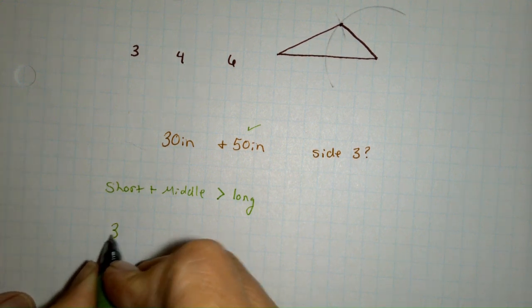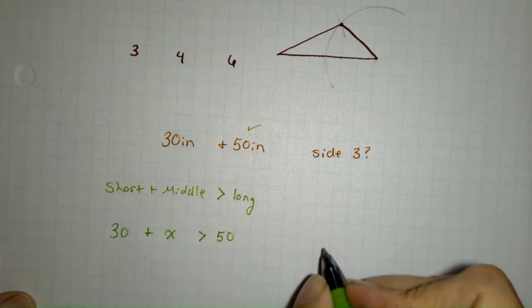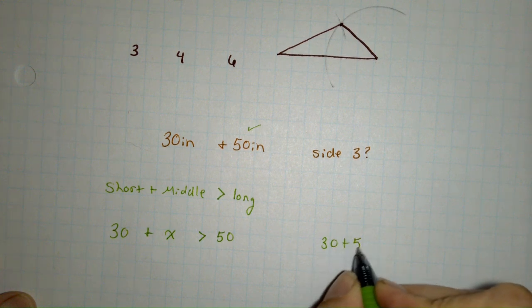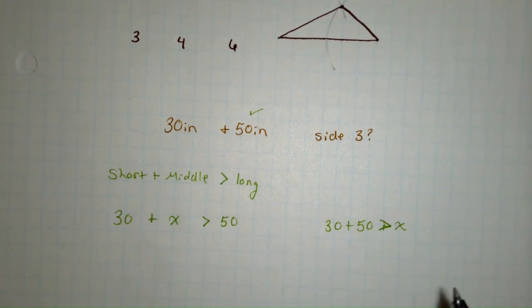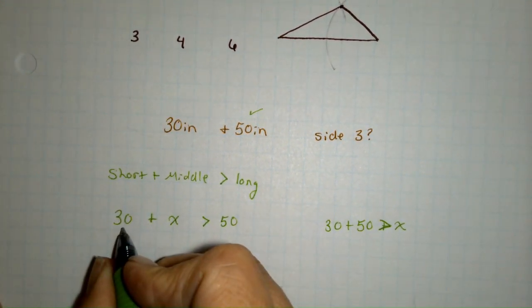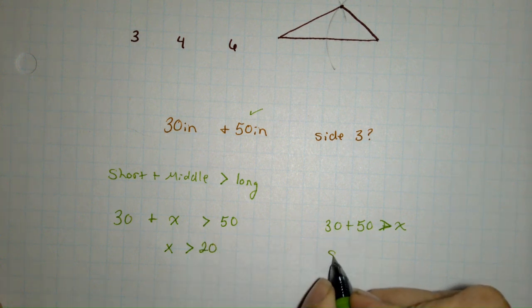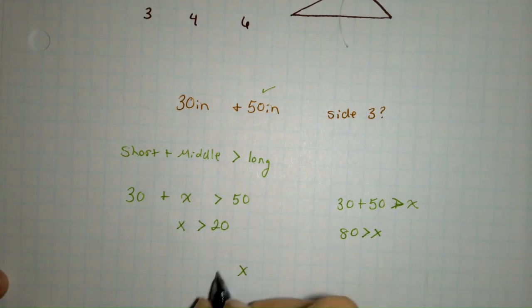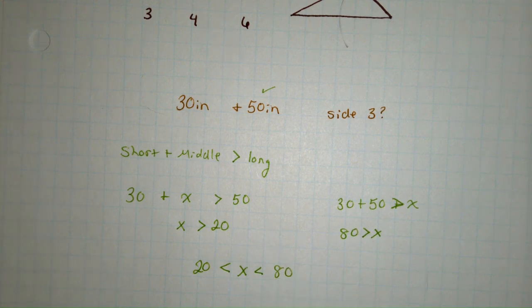So short plus middle has to be more than long. Okay, so when I solve this, subtract 30, x has to be more than 20, add those together, but smaller than 80. Okay, so x has to be between 20 and 80. So your third side has to be between. It does say it's in inches, so we should label in inches.